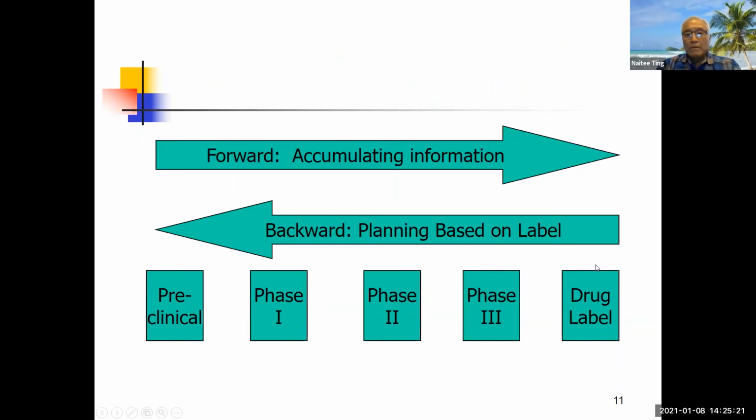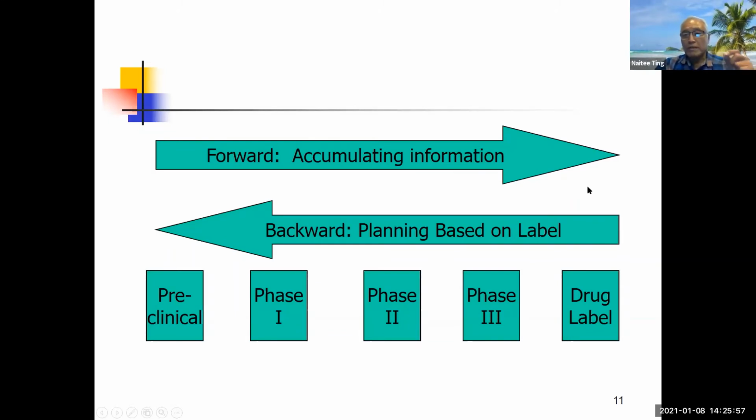Now, the thinking is, from a scientific point of view, you're accumulating information over time. From preclinical, you go through phase 1, phase 2, phase 3, you get approved, and you get the drug label. So that's the scientific process. As time moves from today until maybe 8 or 10 or 12 years later, you hopefully will get a drug, you will get a drug label. So that's a scientific process.